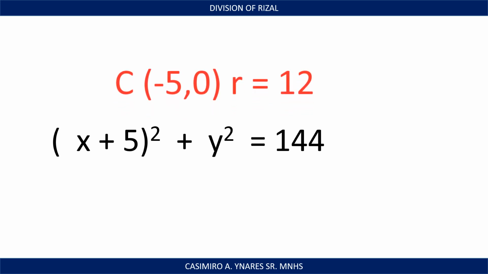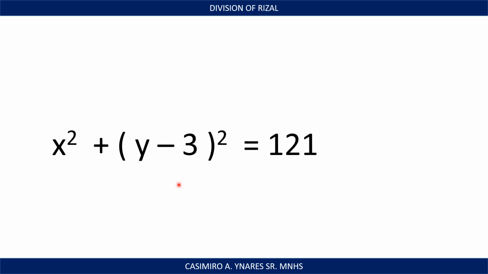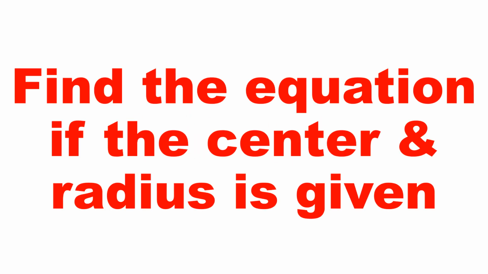Yes, our center is negative 5. Our y ordered pair is 0. And the radius is 12. Next, how about this one? What is your center and radius? Correct. Your center is 0, 3, and the radius is 11.